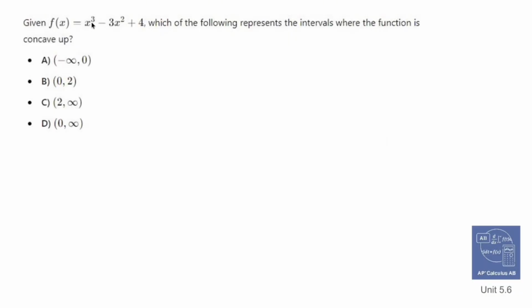Given f of x equals x cubed minus 3x squared plus 4, which of the following represents the intervals where the function is concave up? In order to find out if something is concave up, you need to take the second derivative and find the intervals where it's positive. First, the first derivative: f prime of x is going to be 3x squared minus 6x plus nothing. Let's take the second derivative.